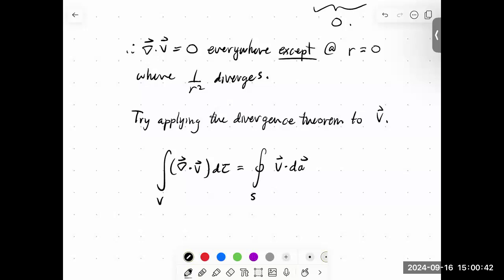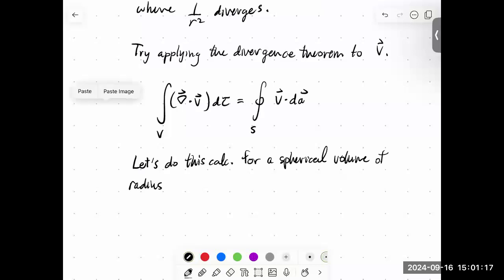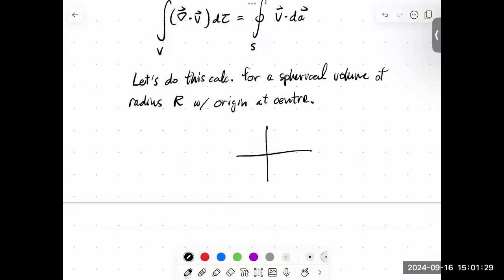And you know, we could pick whatever volume with whatever surface we want. I'm going to make a choice that is simple. I'm going to choose a spherical volume of radius capital R. So let's do this calculation for a spherical volume of radius capital R with the origin at the center. So if I was to draw that, we're going to have our origin here, and then we'll have some kind of sphere that's surrounding this origin, and we'll give this sphere some radius capital R.